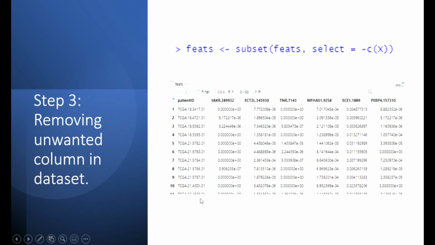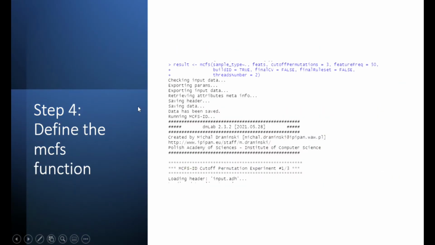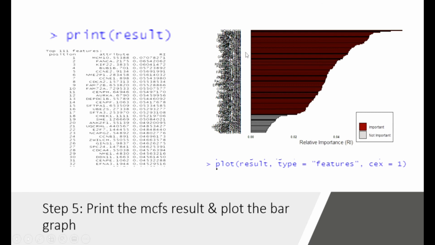So step 4 is to define the MCFS function. Here, first we define our result, and then we use the MCFS function. The next step is we need to print the result. When we print the result, it will give us this type of output, which tells us that the top 111 features have been selected for the MCFS, and plots the result as a bar graph.